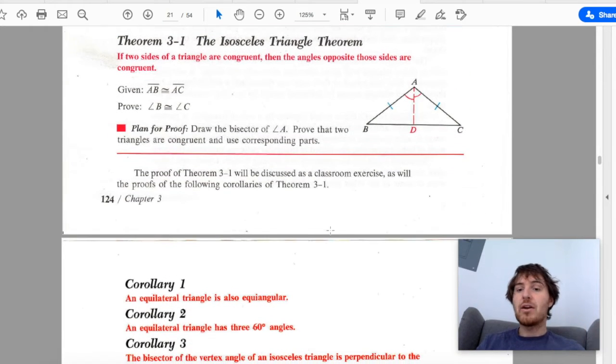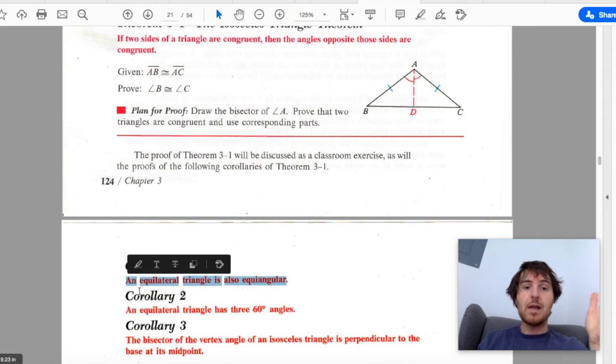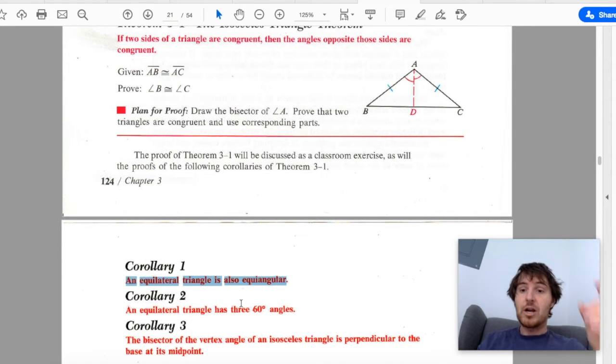And then these corollaries on top of that, you've got to memorize these. You've got to be able to pull these out to defend future arguments as you prove new theorems and new facts, okay? So corollary 1 is: an equilateral triangle is also equiangular. We're going to explain that together. That'll be one of my examples here today.